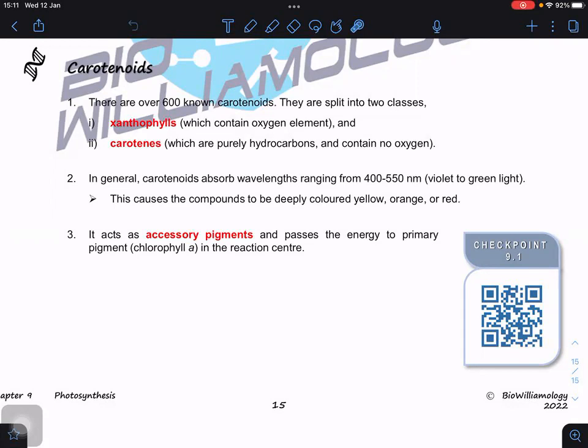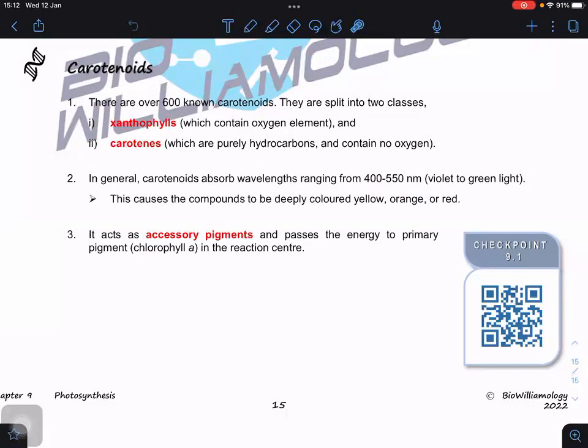Write down that these carotenoids only absorb violet to a little bit of green light, somewhere 400 to 550 nanometer. The remaining light they don't absorb, they reflect. So that's why it gives us a yellowish, orange, or even red color. They absorb mainly from 400 to 550, which again is the violet-blue region. So they act as accessory pigments. No way for them to become the primary pigment because they are not chlorophyll A. This one you have to know.